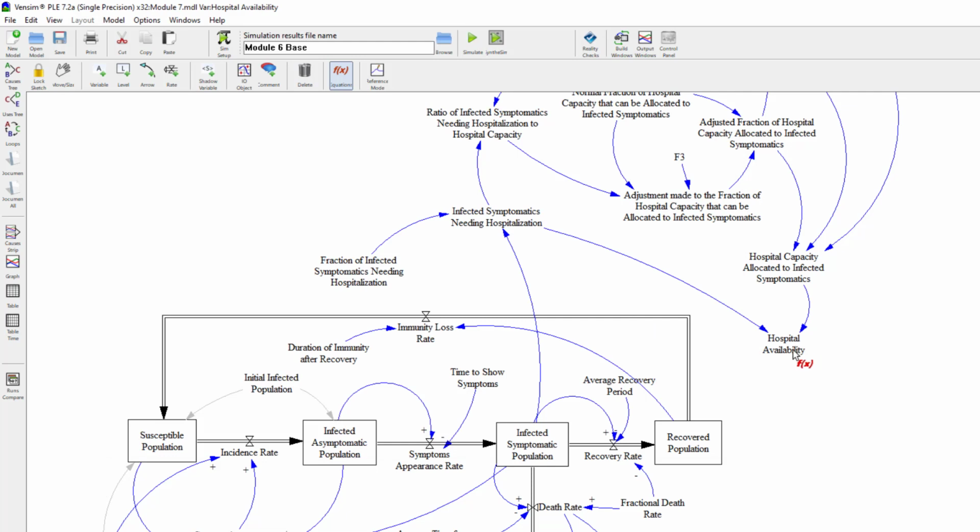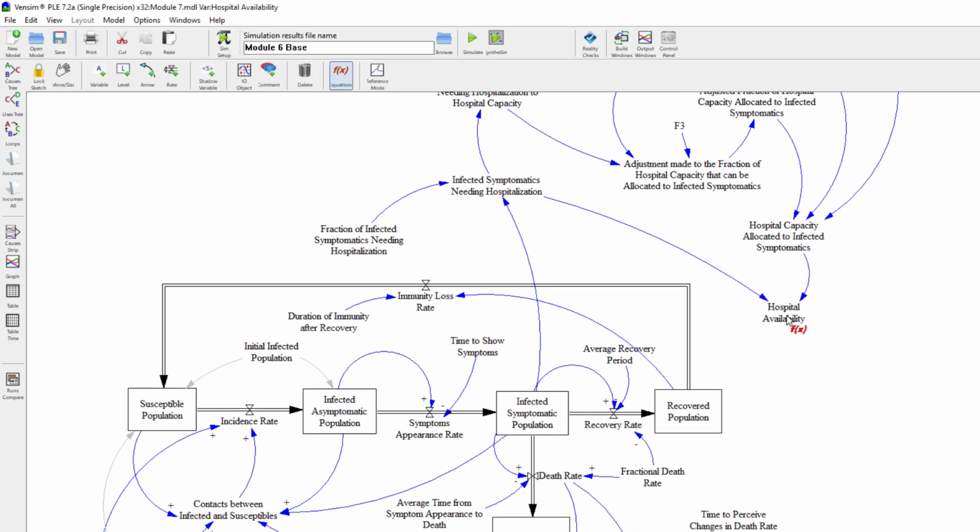Why did we calculate the hospital availability? Because it's going to have an impact on the recovery rate as well as the death rate. So those are the two last steps. Okay, so let's first figure out the recovery rate. We need to create a variable here called effect of hospital availability on recovery rate.